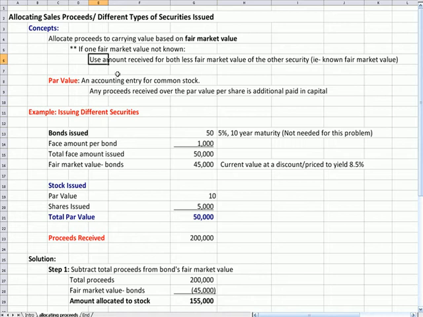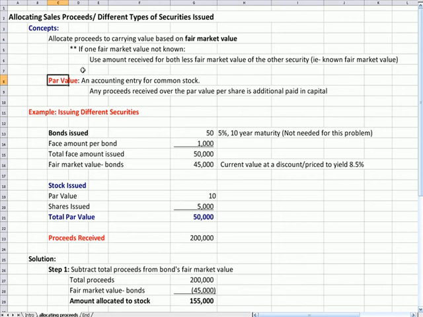The answer is that we use the amount received for both securities, in this case a bond and a stock, and we subtract the fair value of the security that's known, the known fair value. I put that in parentheses, and whatever is left over is assigned to the other security as a carrying amount, because again, the goal here is, what do I use to value the securities, in this case a bond and a stock, that are put on my books?